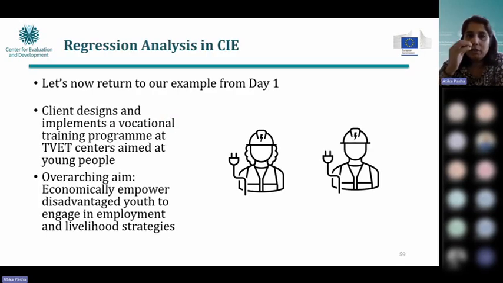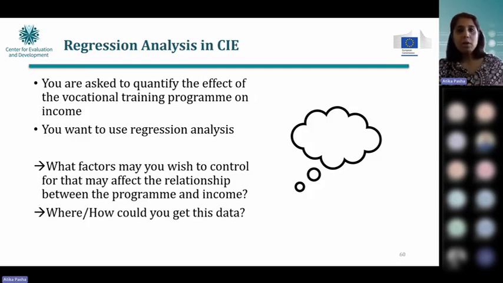Finally, I'll take a minute to go through the example that we had from the first day. Remember, we were talking about the youth vocational training program. We had 14 youth centers with the aim to economically empower disadvantaged youth. Now you're asked to quantify the effect of the program and you want to use regression analysis. Remember, what you have to think about is what factors you wish to control for in the relationship between receiving the program and income, because you are actually interested in the effect of the program on income. Previously, it was education and income. Here it's still the effect of the program on income, right?